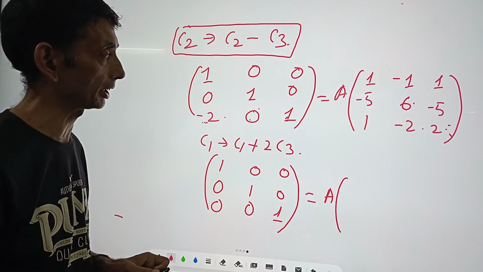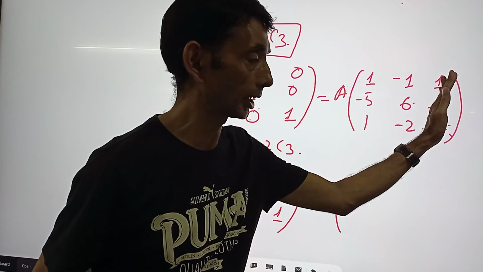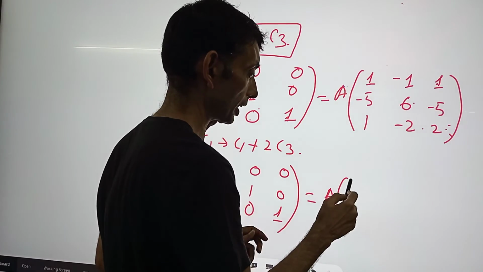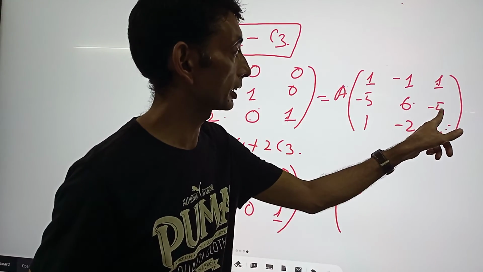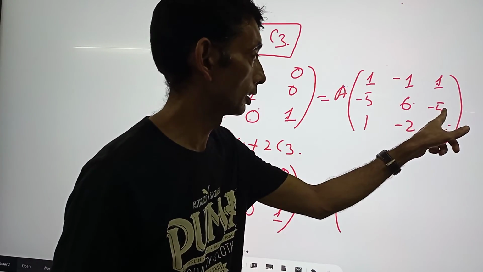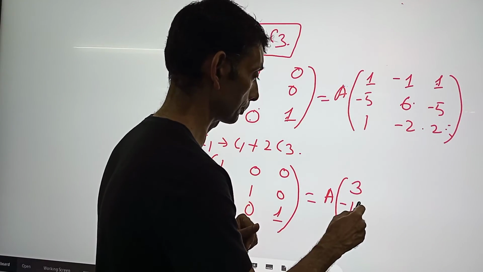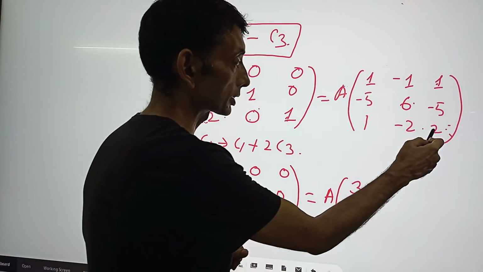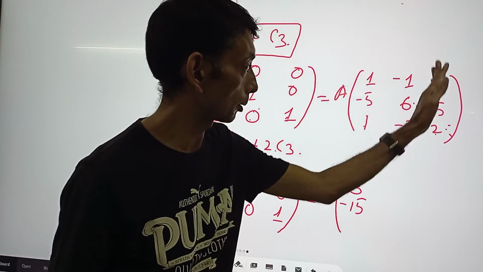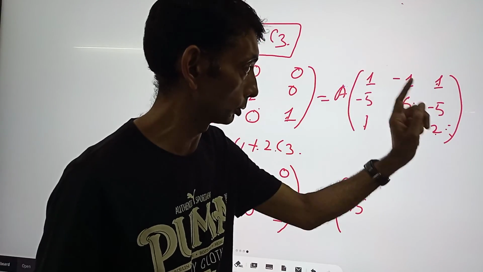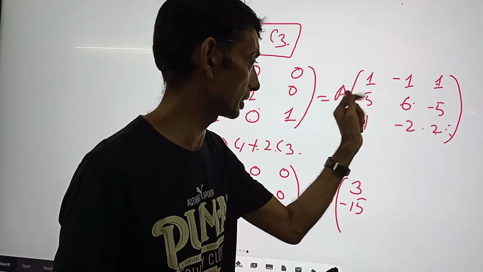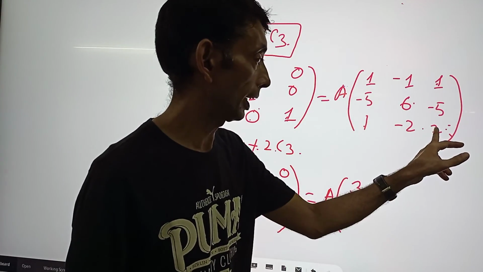You are changing column 1. Remember this, you will be multiplying this one by 2 and adding this, so it has to be 3. And you are multiplying this minus 5 by 2, so it will be minus 10 and minus 5, it will be minus 15. Since this is C1 plus 2 C3, remember you are multiplying every element of column 3 by 2. So 2 into 1, 2 plus 1, 3. Minus 5 into 2, minus 10, minus 10 minus 5, minus 15.